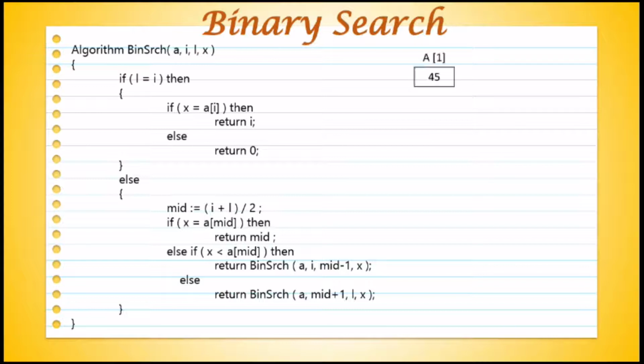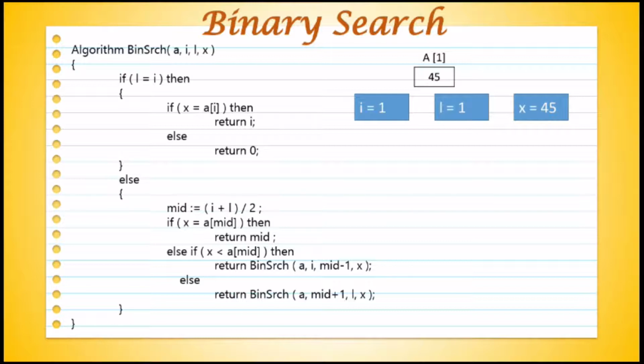So we will take another example. Again there is only one element present in the list, that is 45. So the starting and last value will be 1. And suppose we are searching for 45. Here again first we will check whether L is equal to I. This condition is true, obviously I is equal to L, 1 is equal to 1. That means we are executing the if part.